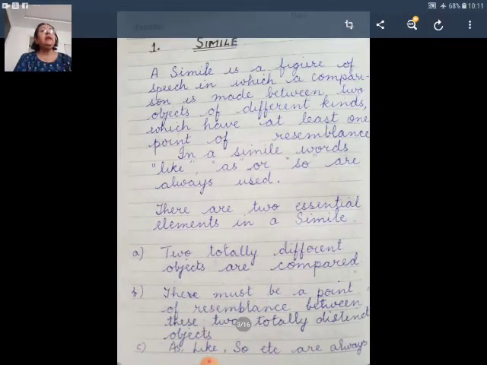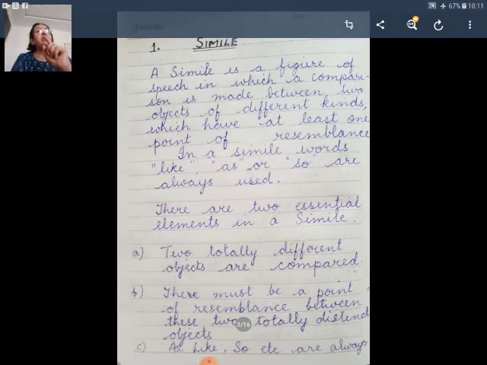What is a simile? Simile is a figure of speech in which two different things are compared. There is difference in these two things, but the point of comparison is same. Two different things, but they are compared, and there is one point of comparison. And this point of comparison is stated by as, like, and so. I will read what I have written for you.